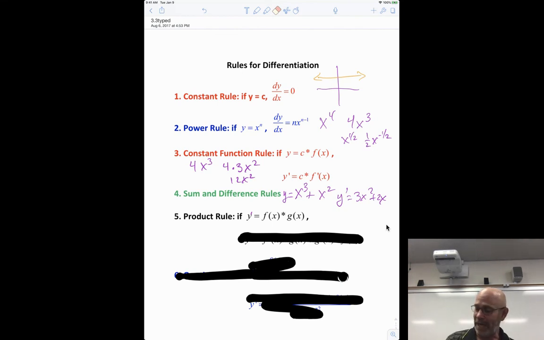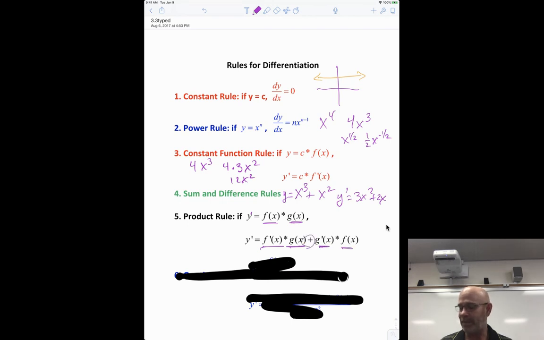Pause over for me. The product rule is, if you have f times g, it's f prime. This is how I like to say it: derivative of the first times the second term plus the derivative of the second term times the first. And I'll do an example in just a second at the end there. So that's the product rule. Derivative of the first times the second plus the derivative of the second times the first.